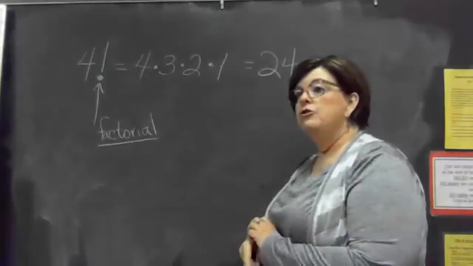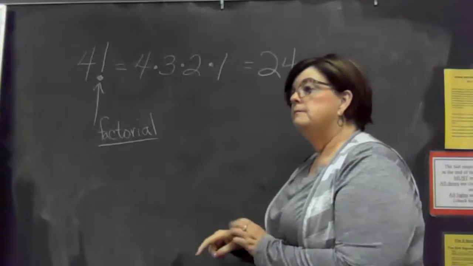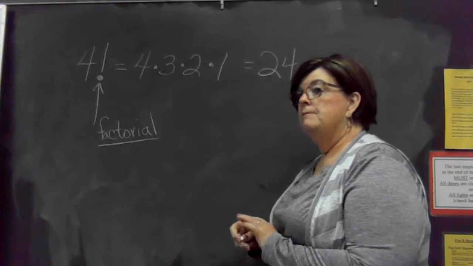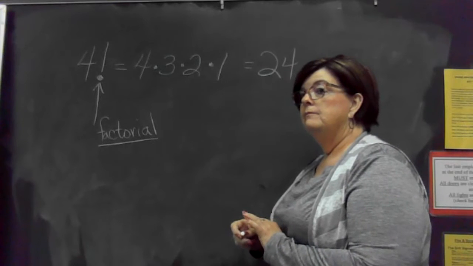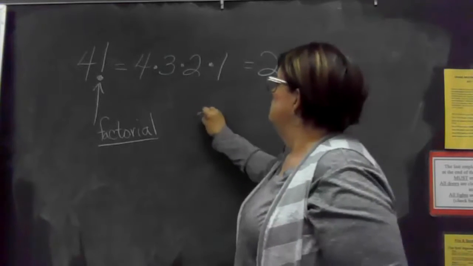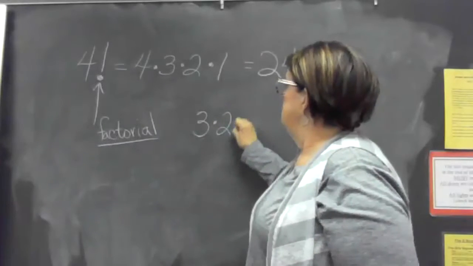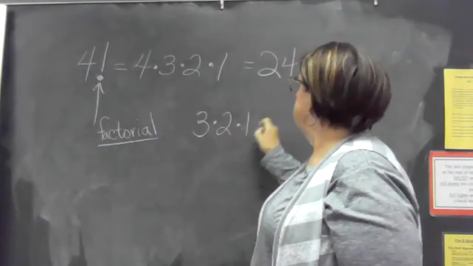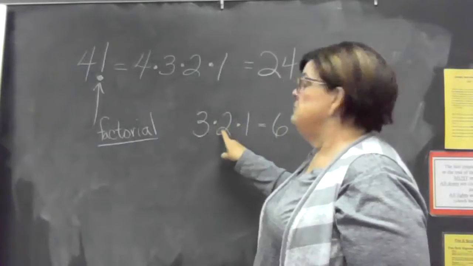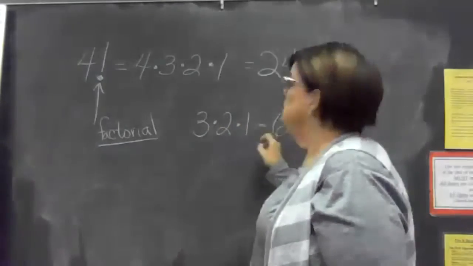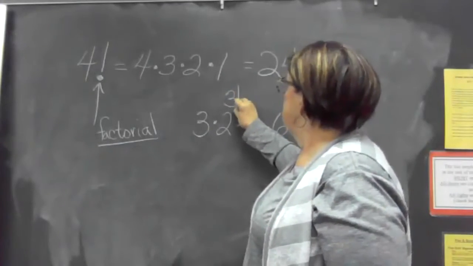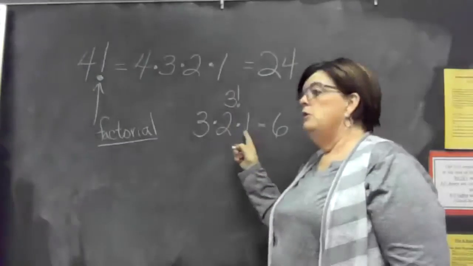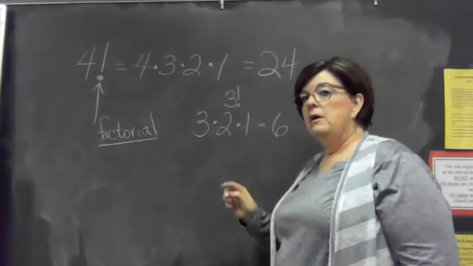Okay? What's the answer to 3 factorial? It would be 3 times 2 is 6, times 1 is 6. That is 3 factorial, because you start with the number given and multiply all the way down to 1. And then you multiply it out.